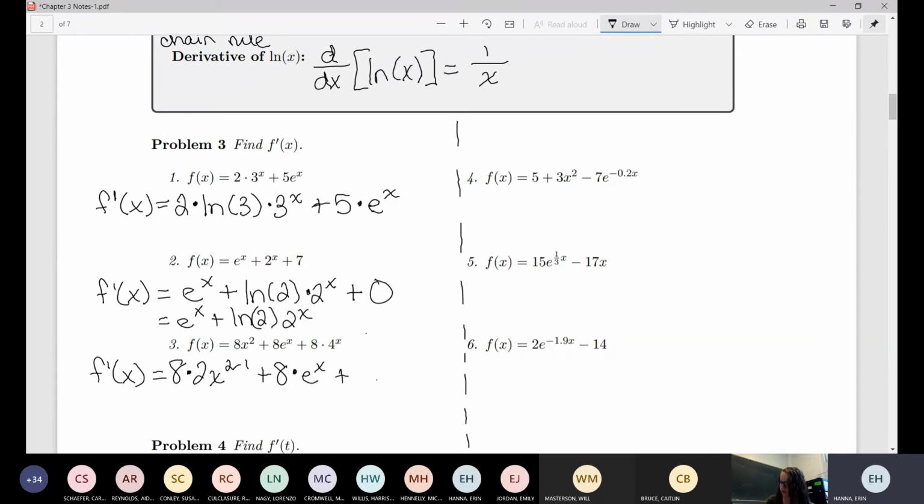Plus the derivative of 8 times 4 to the x. So that 8 comes along for the ride. Derivative of 4 to the x is natural log of 4 times 4 to the x. It's not much to simplify here, but we could do 16x to the first, 8e to the x, plus 8 natural log of 4 to the x.